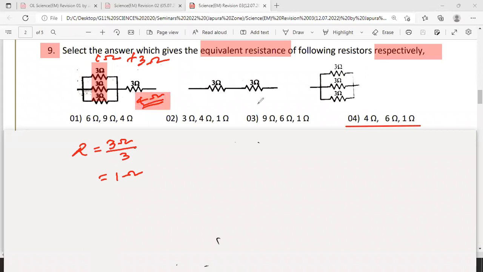Second circuit is very easy. 3 plus 3, 6 ohms. So because it's in series connection, 3 plus 3, 6 ohms.